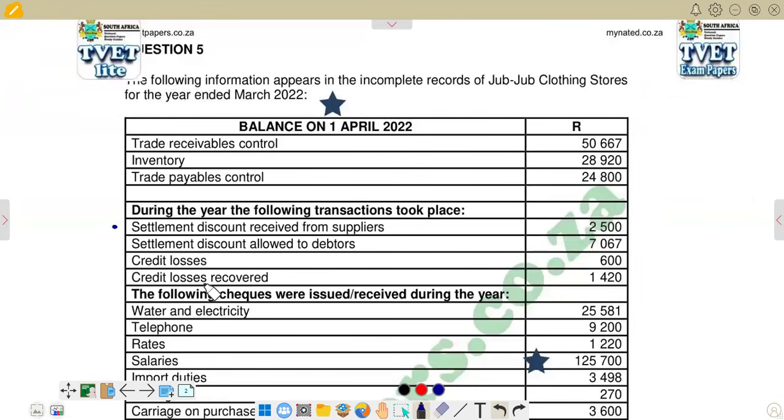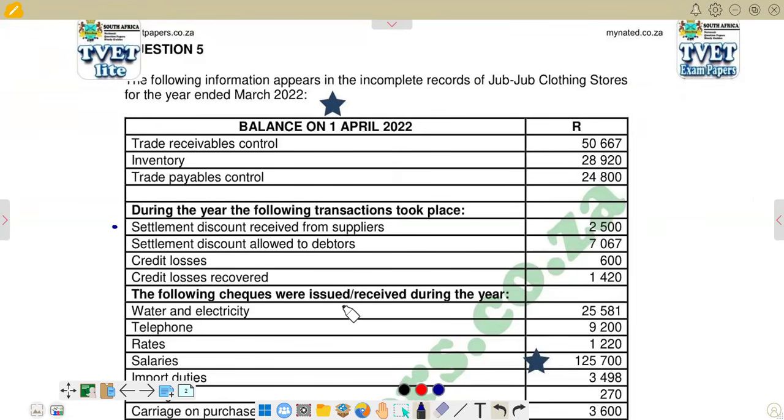After credit losses, we have got credit losses recovered, which is 1,420. So this one is not going to affect our trade receivables control, so we can leave it. We are going to adjust it in the profit and loss account under the section of income. So this is what we have. So we go to the next category there.